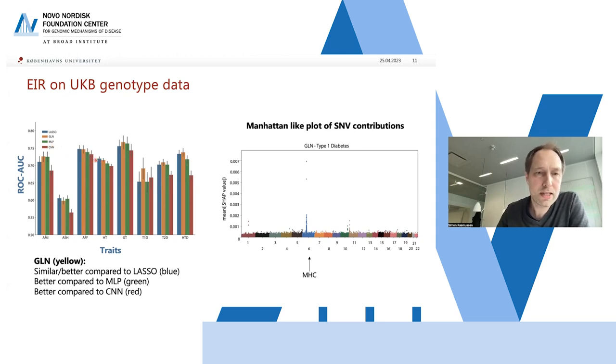But we do see that for most of the cases, the GLN model is better than the MLP, and in all of the cases, it's better than the convolutional neural network. Similarly, we can look at the contribution of each SNP, and we get these Manhattan-like plots of the SNP contributions. Here, for type 1 diabetes, there's a large contribution from the MHC on chromosome 6, which is what one would expect. So what we show, at least in the paper, is that we think it's learning biologically relevant SNPs.